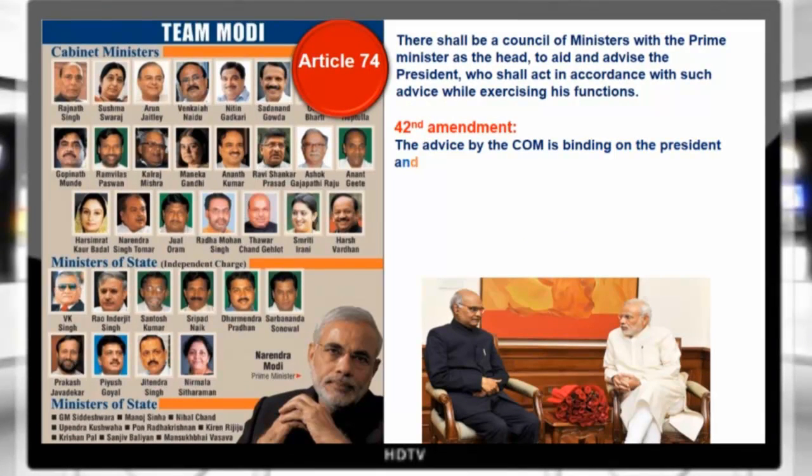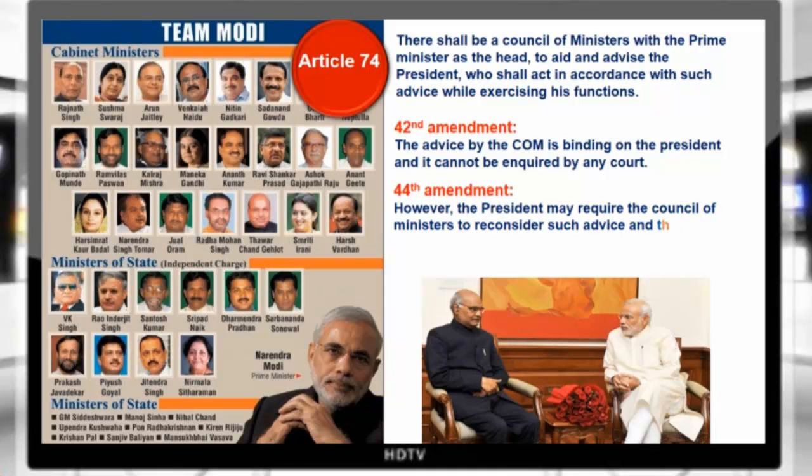Now, in the 42nd Amendment, it is stated that the advice by the Council of Ministers is binding on the President and it cannot be inquired into by any court. That means whatever advice is given to him by the Council of Ministers, he has to obey that. That is according to the 42nd Amendment, 1975. You will understand the 42nd and 44th Amendments after a few topics. The 42nd Amendment is a very important amendment, and the 44th also. You will understand all the things slowly.